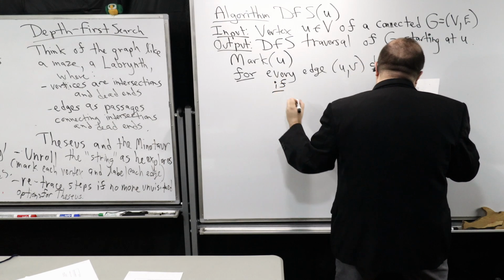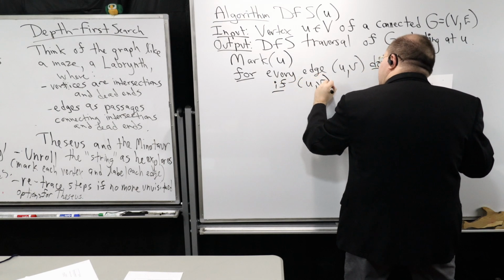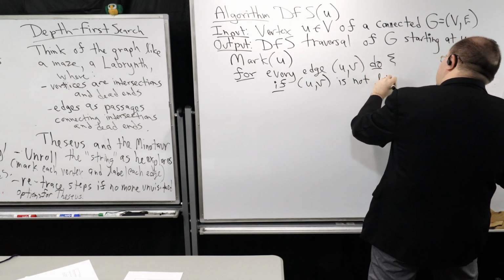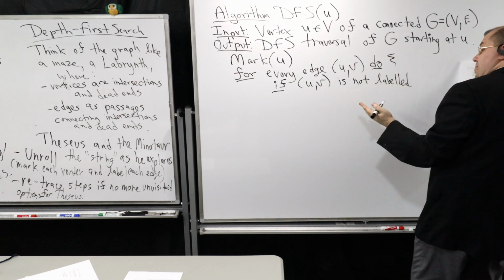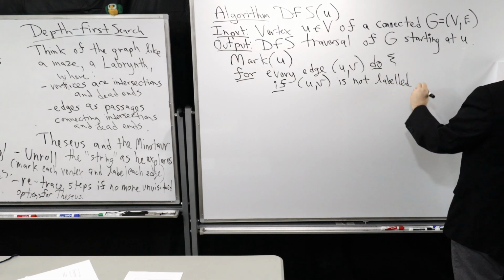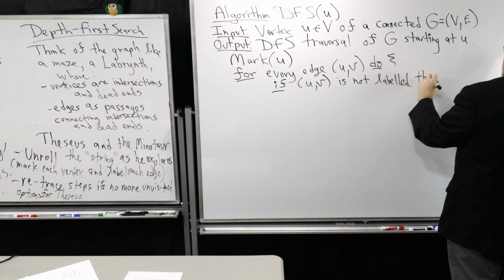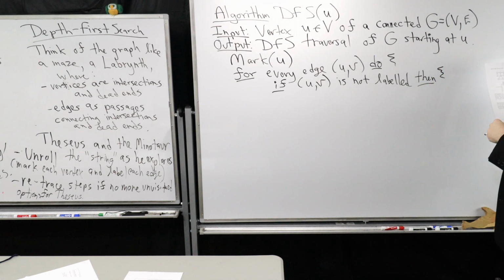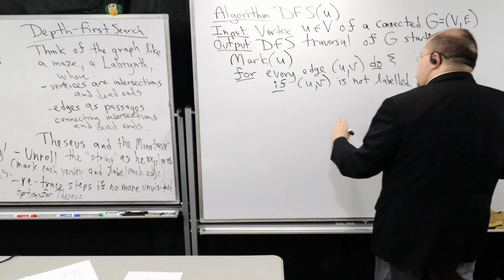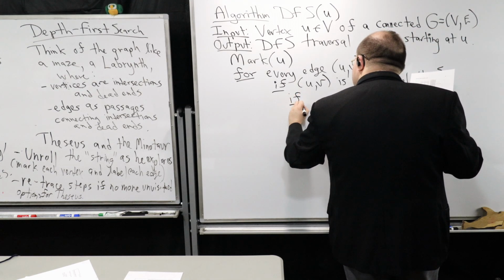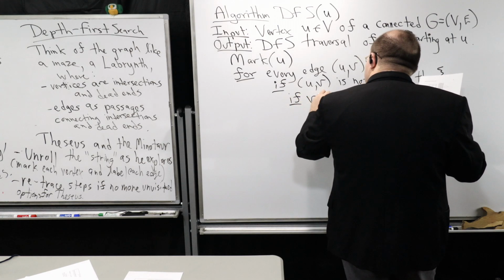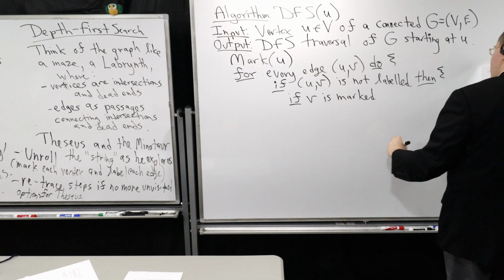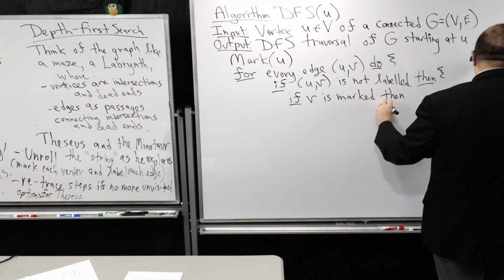So if the edge UV is not labeled, because if it is labeled, we don't really care about it, right? So if the edge UV is not labeled, then we check if the other endpoint is marked, right? If V is marked, then we're going to label it.